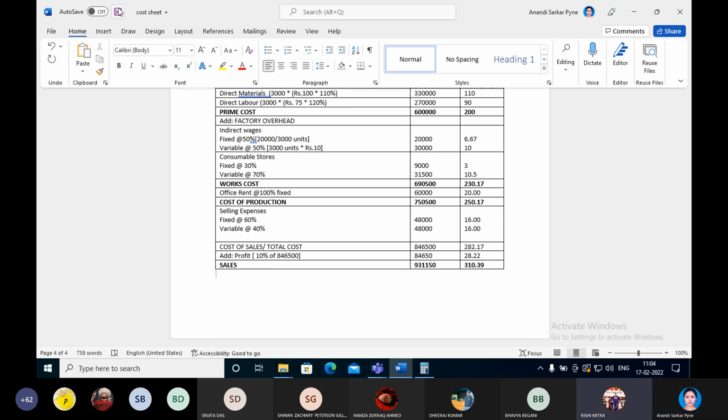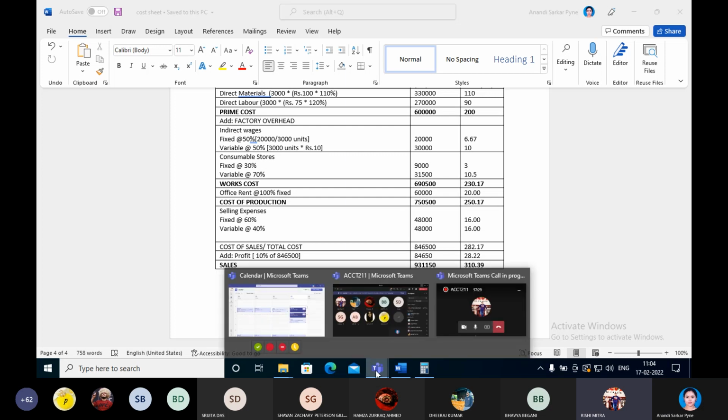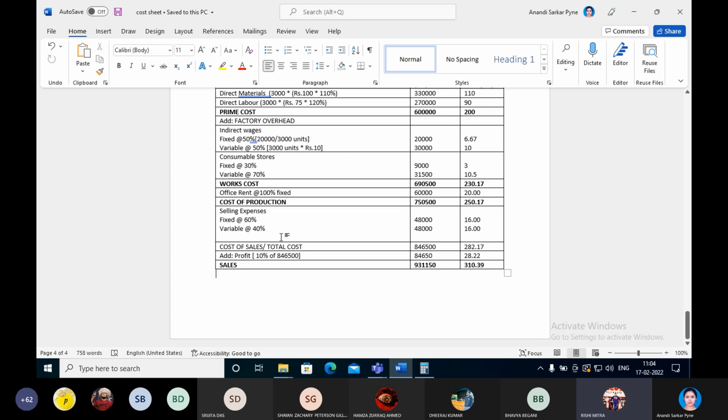Ma'am, I have a doubt in one calculation. In selling expenses, the one which is 40%, as it is mentioned that there are 3,000 units, for that we multiplied with 16. Yes. Okay.